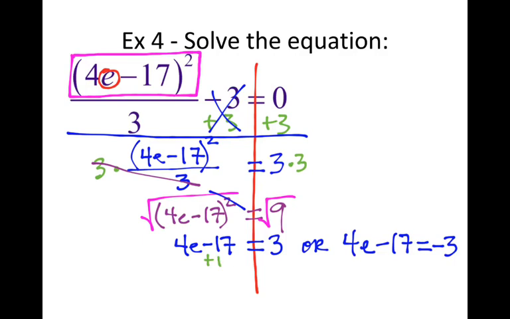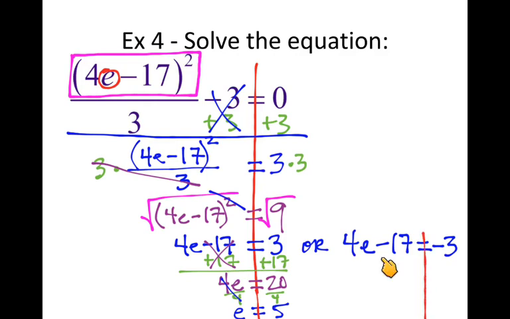So we'll add 17 to both sides here. On the left side, 17's cancel. We get what? On the left side, 4e. On the right side, 20. And then divide by 4. The 4's cancel. We get e equals. What's 20 divided by 4? 5. So there's one of your answers. e equals 5. But now we need to go over here and solve and get our second answer.